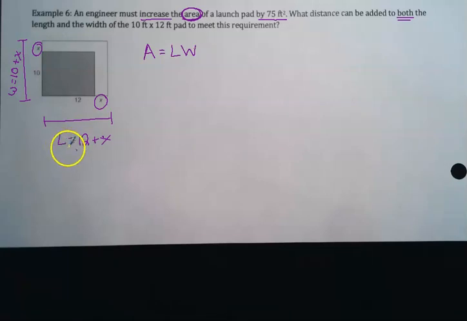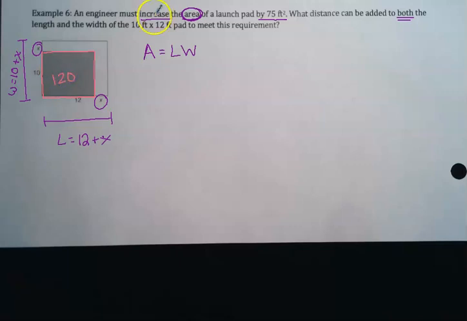We have the length measurement. We don't have a number. We have the width measurement. We don't have a number. But they didn't give us anything much about the area, but we do know it. Because we know this is a 10 by 12, which makes this area how big? Good, this area is 120.